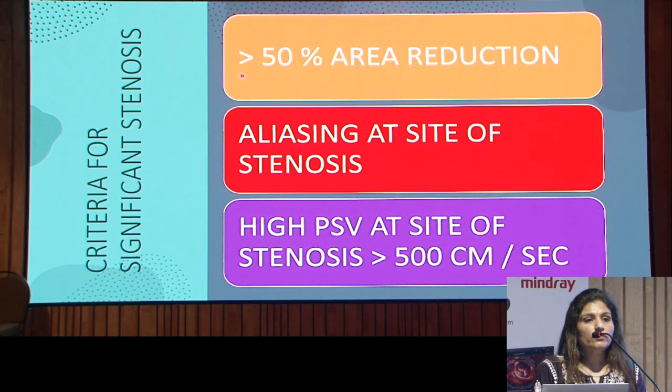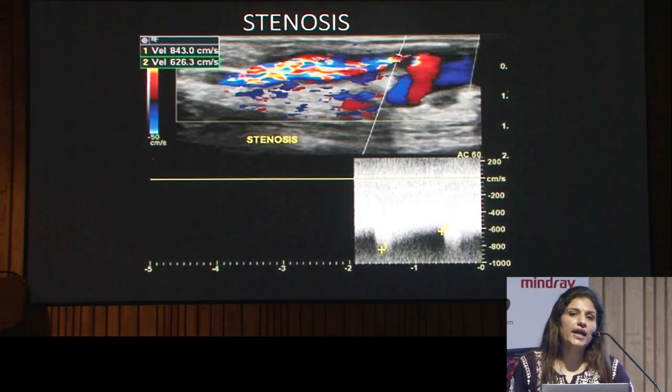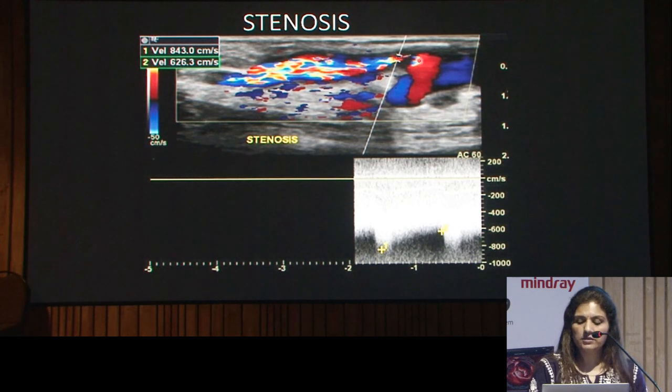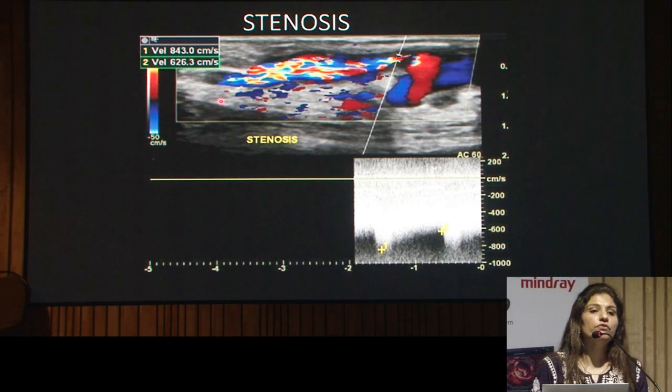What is the criteria for significant stenosis? More than 50% area reduction. Aliasing, as anywhere else in the body, any stenotic area will show aliasing at the site of stenosis, and a high peak systolic velocity at the site of stenosis, which is more than 500 centimeters per second. Here you can see a dilated cephalic vein, and at the site of the fistula there is narrowing, and if you see the PSVs, they are very high, in the range of 843.